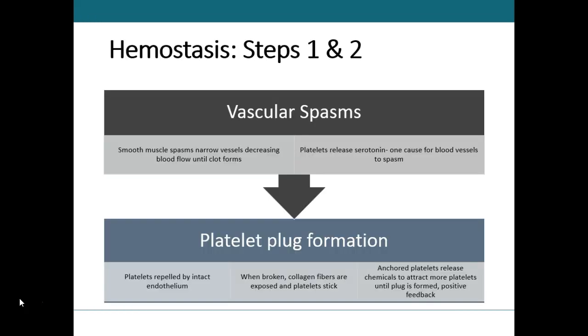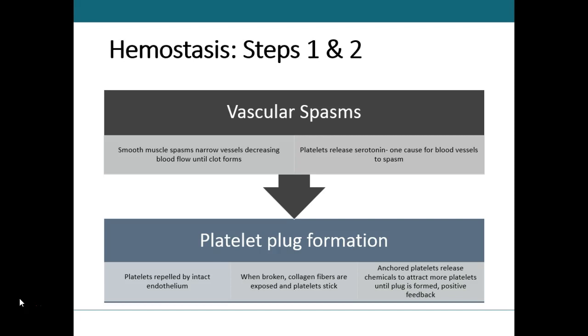The first step, vascular spasm, happens when arteries or arterioles are damaged. The smooth muscle in the blood vessel wall constricts or contracts very quickly, and that's a reaction called a vascular spasm, just like when you have a muscle spasm in your arm or in your face. It's a very quick contraction of that muscle. That vascular spasm is going to reduce the size of the lumen of that blood vessel, and that reduces the blood loss for a few minutes or even up to a few hours.